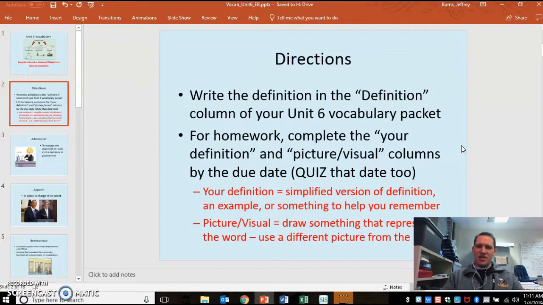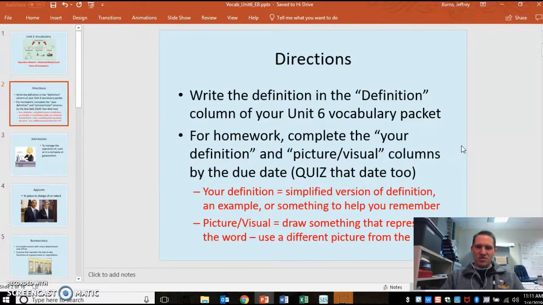Remember the directions. You write the definitions in now for homework by the posted due date. You complete your definition and the picture visual columns. Make sure you color those pictures. We're in the third quarter. I'm not accepting things that are not colored and done to my satisfaction. All right, here we go.